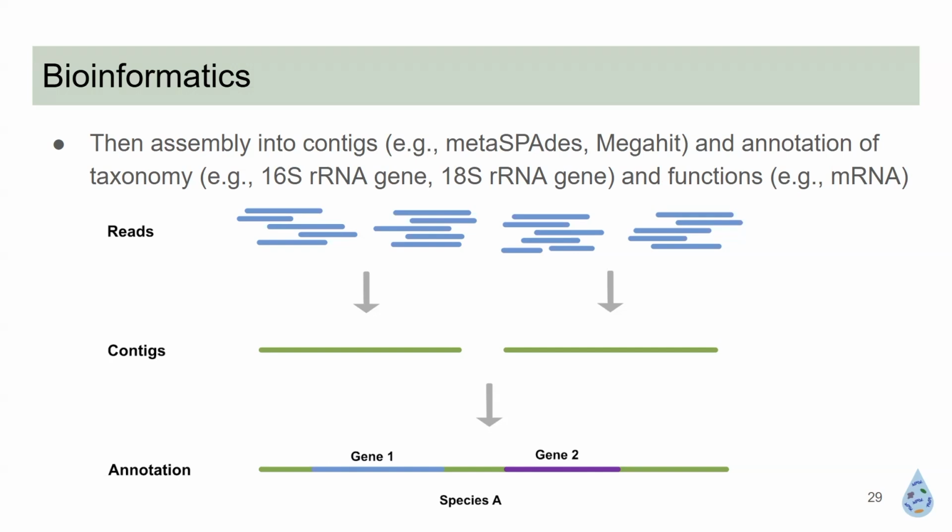For example, you can use a 16S rRNA gene or 18S rRNA gene, and for functions, you can use mRNA. So when you take your contig, you annotate it with known databases, then you can identify different genes that are in your sample as well as species.